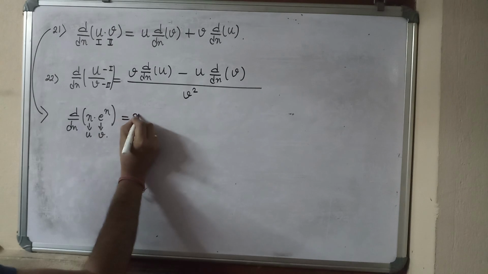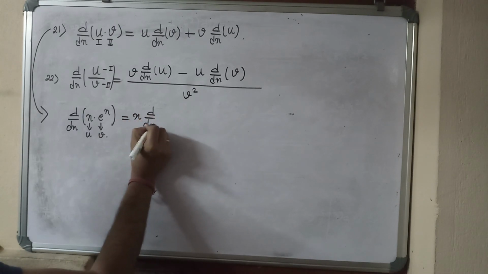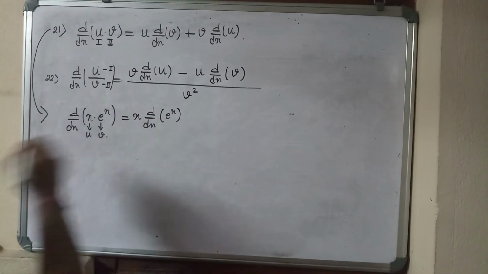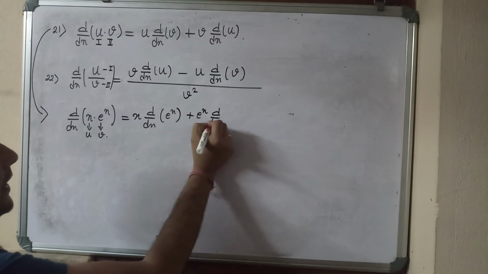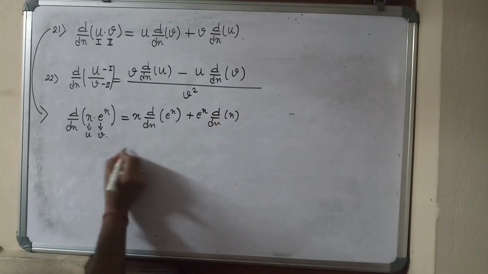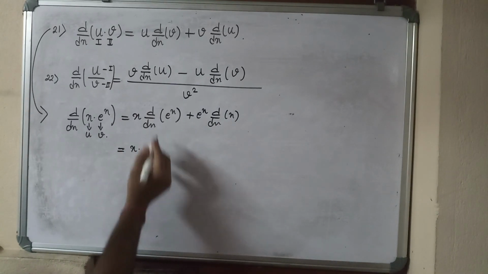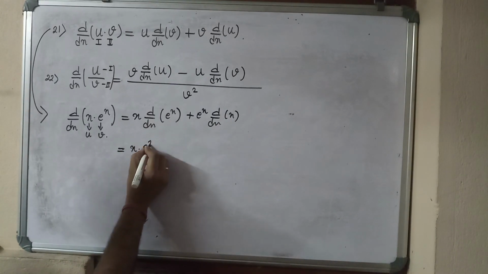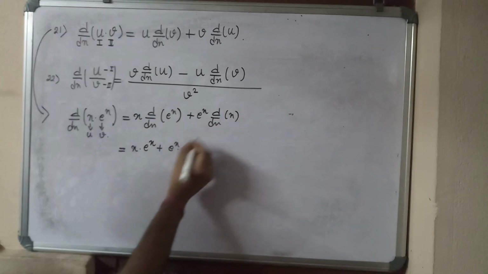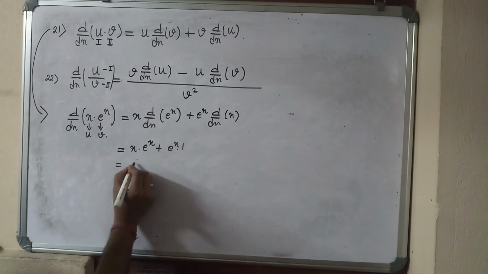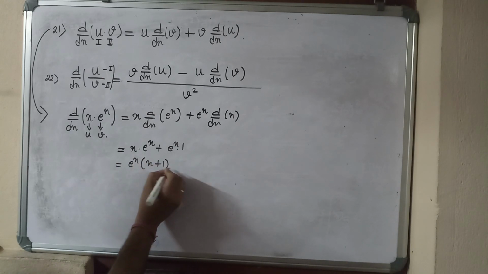U dy dx of v plus v dy dx of u. I've already given you the formulas. Now the dy dx of e to the power x is e to the power x, plus e to the power x into the derivative of x, which is 1. You can take e to the power x common, it will be x plus 1.